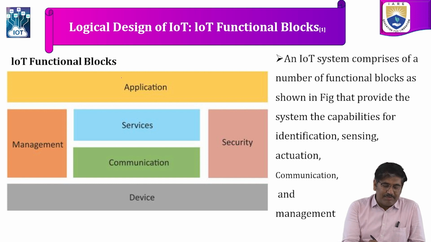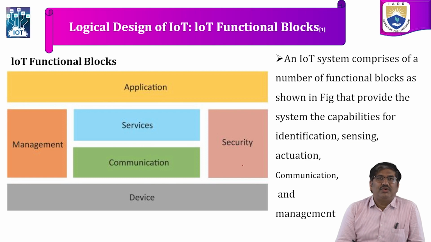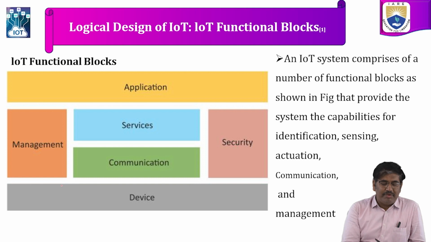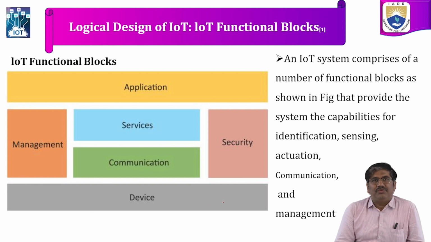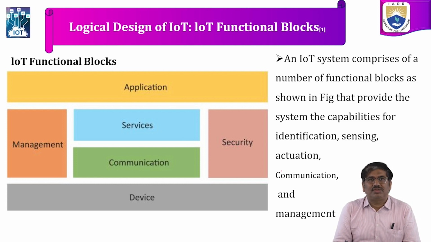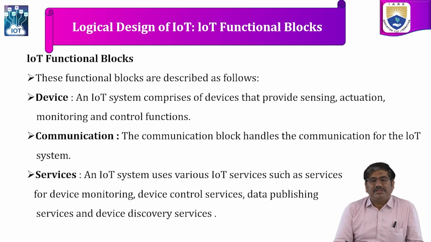So this is the application level where we can have the security, services, communication, and management. And this application can interact with the device, or the device can interact with the applications, by means of these functional blocks. Now we will see a detailed description of each and every block of the logical design of IoT. The IoT functional blocks are described as follows.